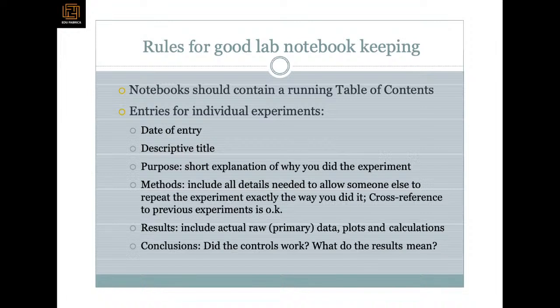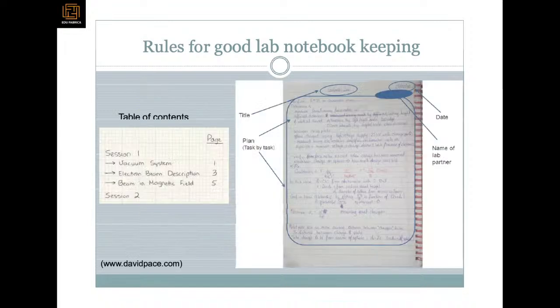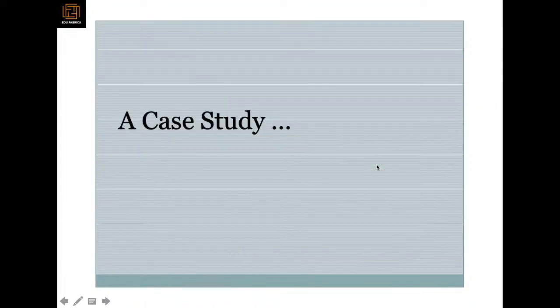The notebook should contain a running table of contents and entries for individual experiments: date of entry, descriptive title, purpose, methods, results, and conclusions. All these things have to be maintained. So this is how your lab book should look. You should have a table of contents, and your title should be on top, then the plan of the task, date, and name of the lab partner. All these things have to be taken care of.